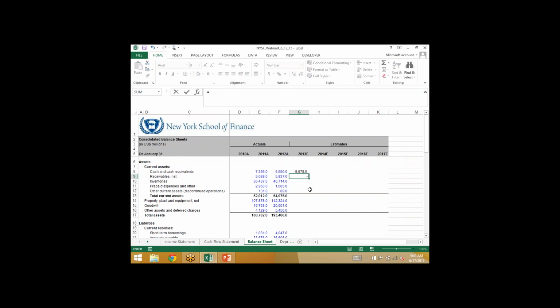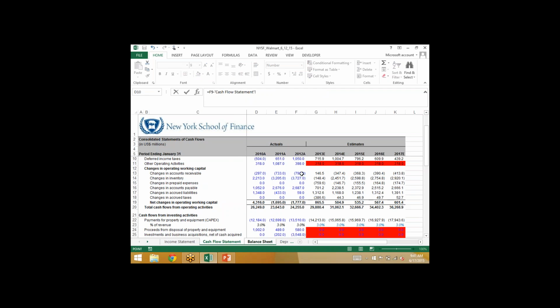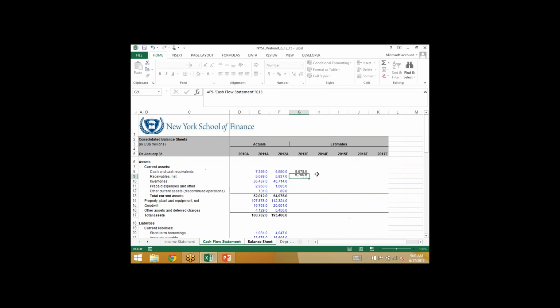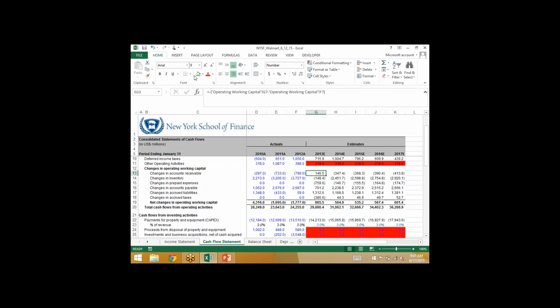So the receivables is going to be the year before's balance minus the cash. Cash is coming in, we're going to reduce this by the cash coming in. So the year before minus the cash flow statement changes in accounts receivable. And we should see this go down. And I'm going to go ahead and highlight in green the 146.5. So why are we minusing it? Because it'll reduce by 146.5 because we've collected.